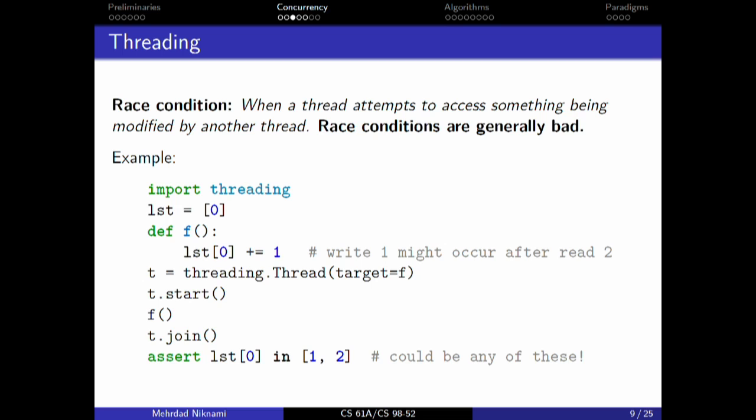of 2? Because if the first one reads and it says the value is 0, and then the second one reads, it also sees the value 0, then they both add 1 to what they read, which is 0. So they get 1. And then they both write 1 as the new value to that slot. Okay? Yeah. Other questions?